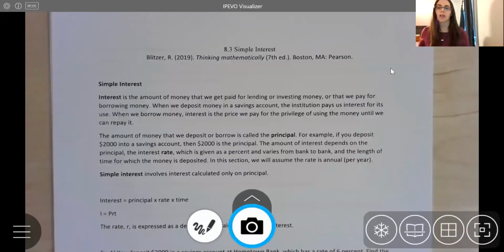In this section, we're going to talk about another application of percents, and this one has to do with banking, and it is called the simple interest formula.